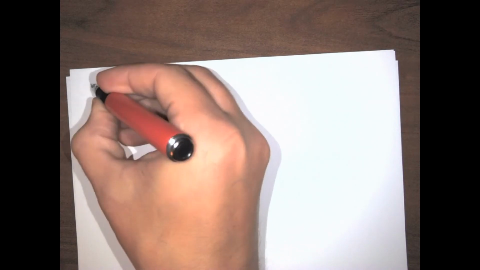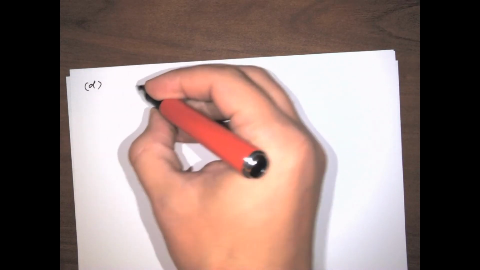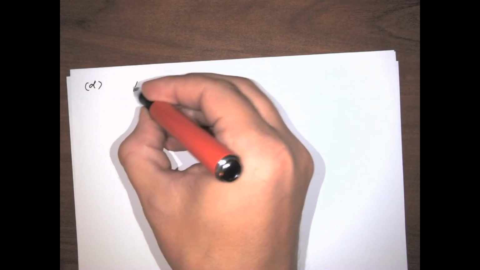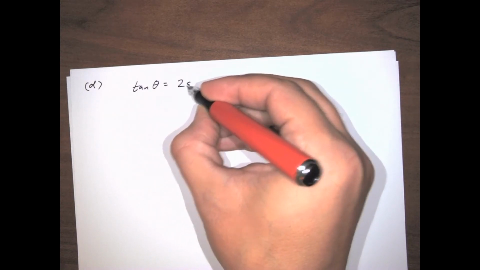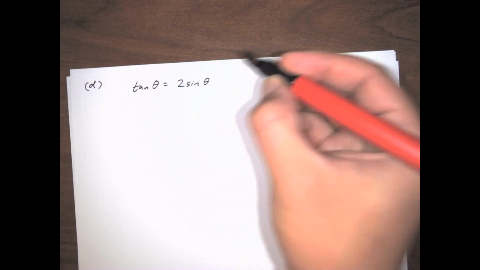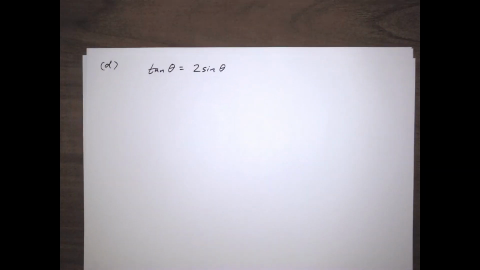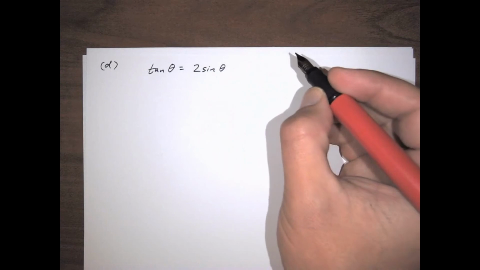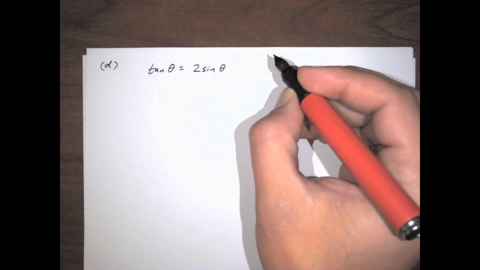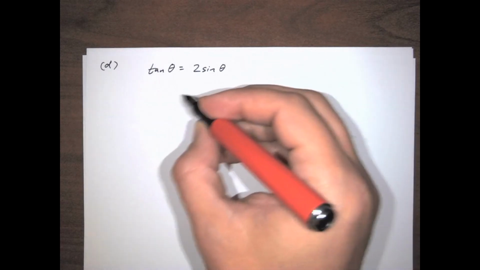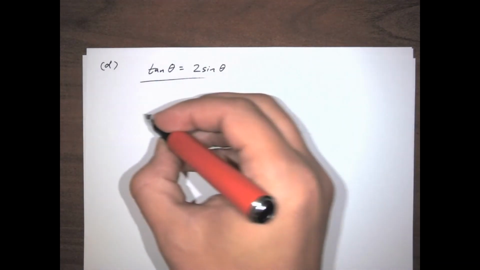Alright, now let's do one last one that involves some of the rewriting of functions in terms of others. And we'll just do something like tangent theta equals 2 sine theta. So, if we have something like this, we have to try to figure out how we can rewrite it in a way that will make the most sense for our progress going forward.